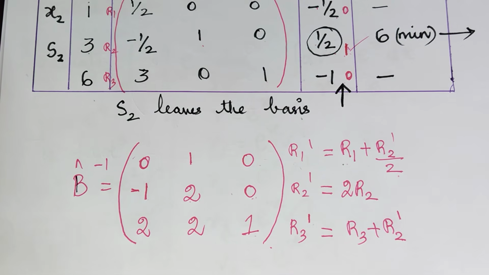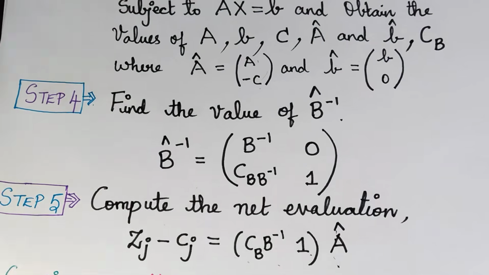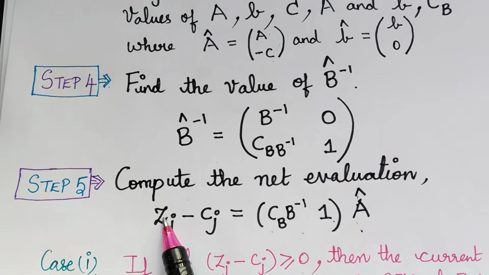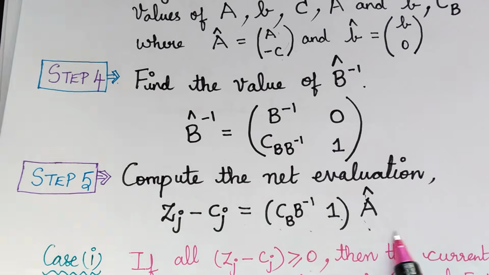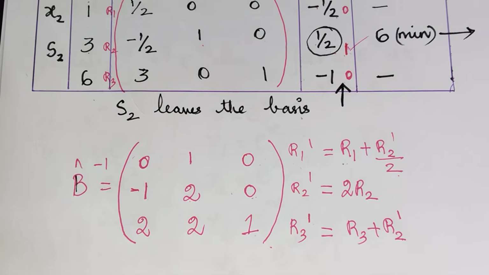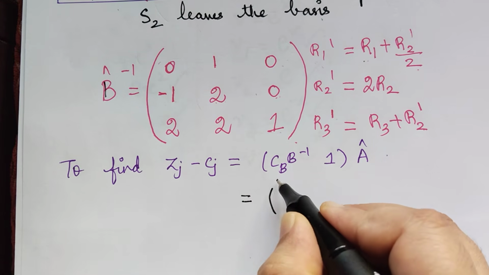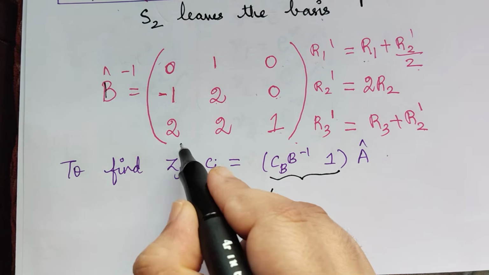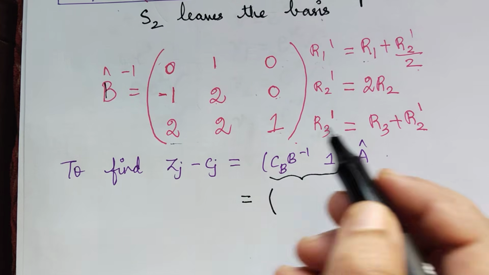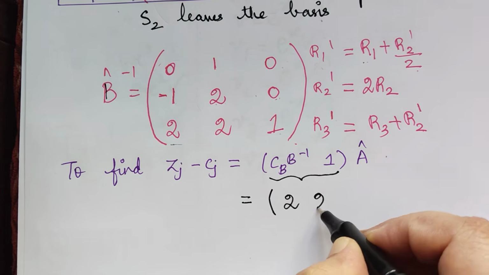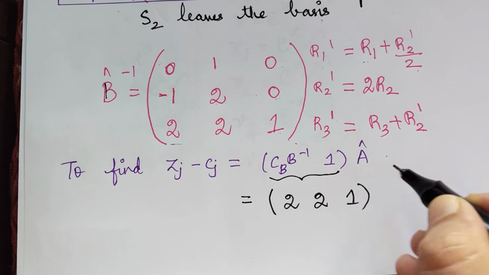So after obtaining B cap inverse, what we have to do? We have to compute the net evaluation, Zj minus Cj. So we have to find this. So let us do that. So now this we have to find. So this is equal to, we know that this matrix is the last row of B cap inverse. So we will take that and write. So 2, 2, 1 multiplied with A cap.